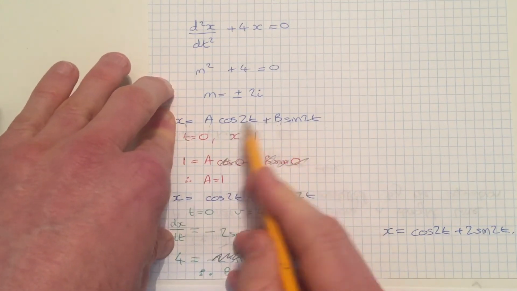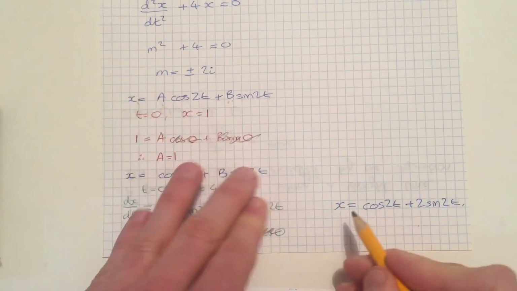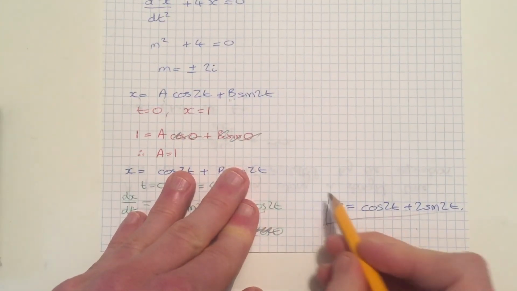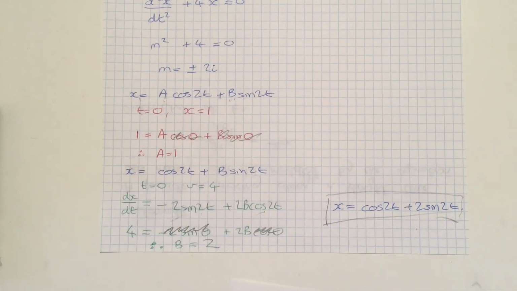So I now have replaced the 1 here and the 2 here. And this is my answer to part A. This is my general equation for displacement after t seconds.